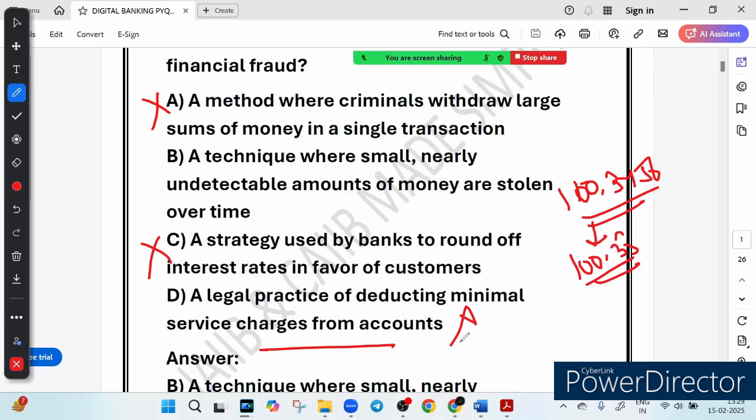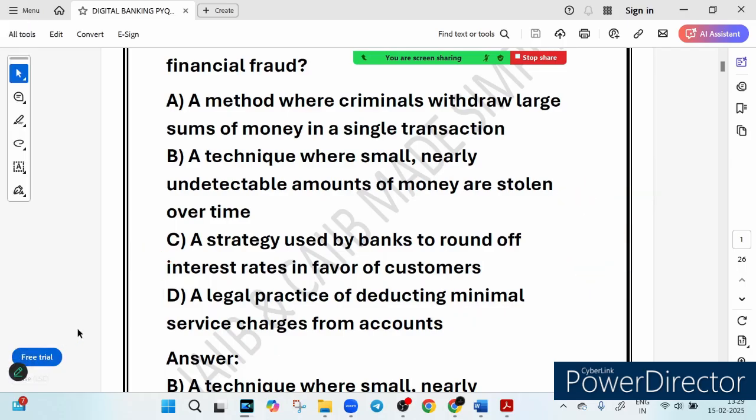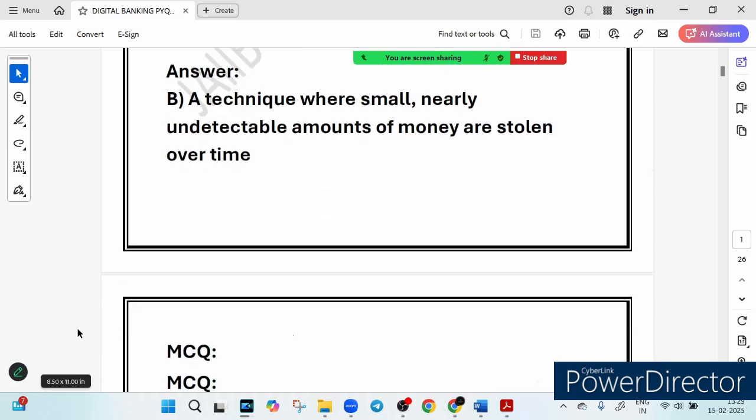So what did we learn today? Salami slicing means stealing tiny amounts of money over time in a way that no one notices. It is not about big one-time withdrawal. It is not about rounding off interest rate. It is not about legal bank charges. So that is why it is a fraud where a small amount is stolen repeatedly. So I hope this concept is clear about salami slicing. Right, very nice. Now let's see the next question.